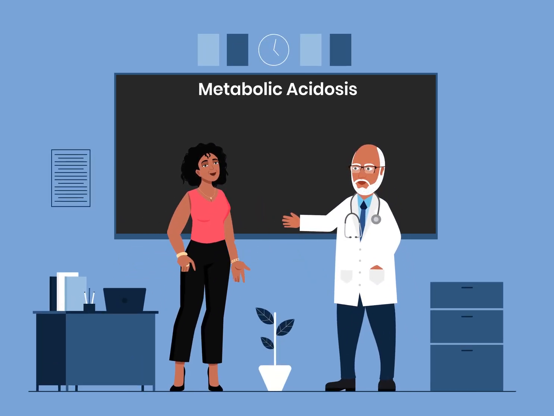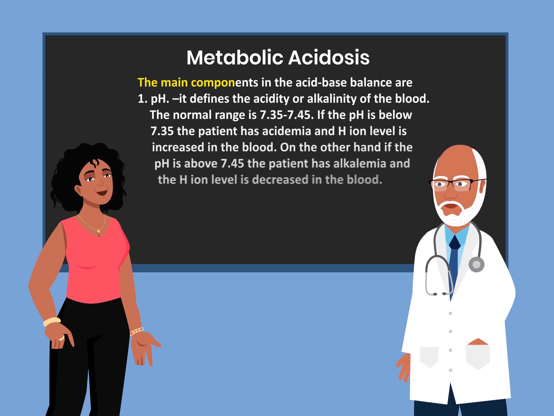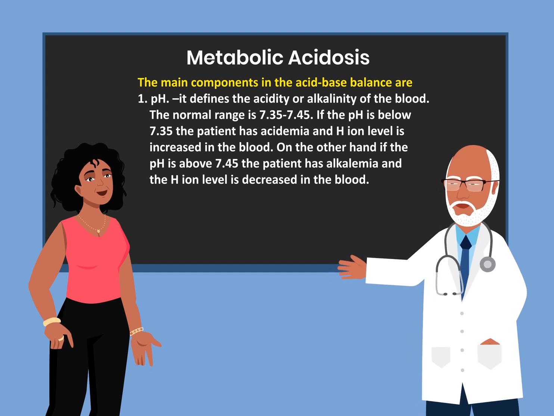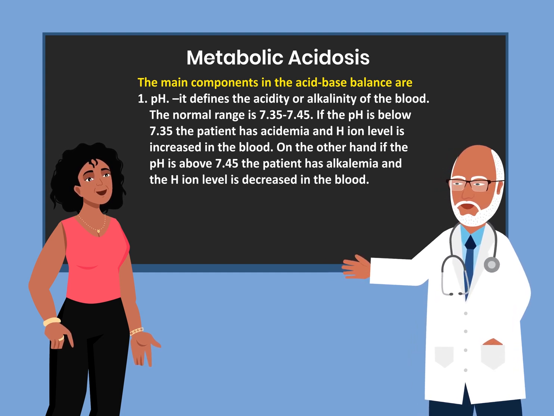Today I want to talk to you about acid-base balance. We'll start with metabolic acidosis. The main components in the acid-base balance are pH, PCO2, PO2, and the bicarb, which is HCO3.